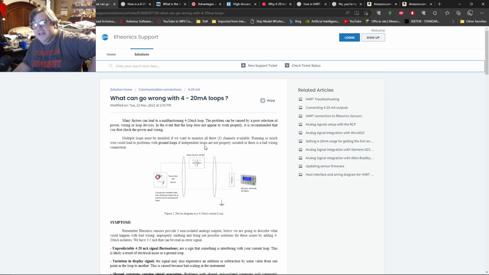Multiple loops must be installed if we want to monitor all three of these channels that we're using. So we're using 3 channels right here. So multiple loops must be installed if you want to get it accurate. Running so much wire could lead to problems with ground loops if independent loops are not properly isolated, or there are bad wiring connections. There you go. There's what can go wrong.